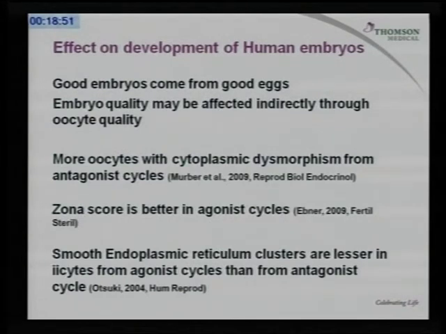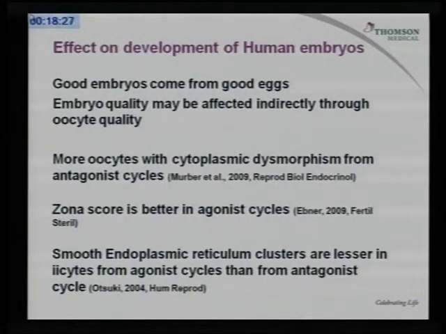Usually we know that good embryos come from good eggs. So embryo quality may be affected indirectly through oocyte quality. This could be one hypothesis. More oocytes with cytoplasmic dysmorphism are found in antagonist cycles. So when there is increased incidence of cytoplasmic dysmorphism, this might affect embryonic development later.